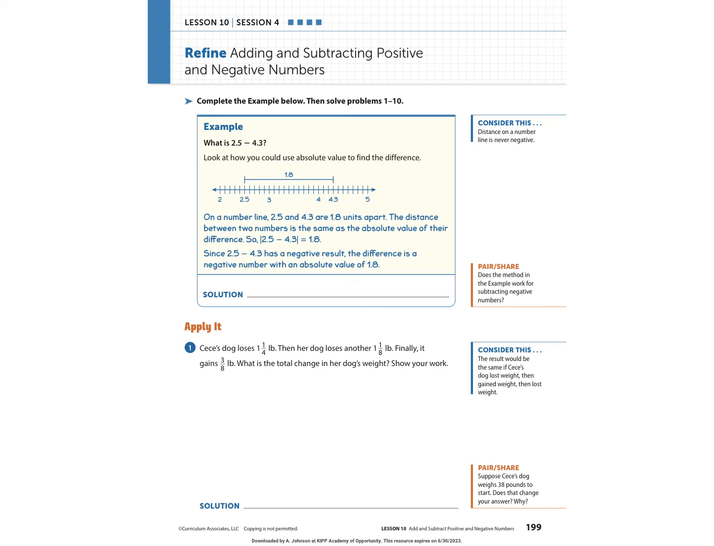All right, so it's the last session for this lesson. So it's nothing new. Let's go ahead and read and annotate. We've got Cece's dog loses 1 1/4, so that's negative. Loses another, negative. Gains 3/8, positive. What's the total change in body weight?